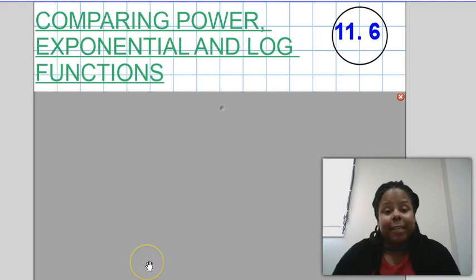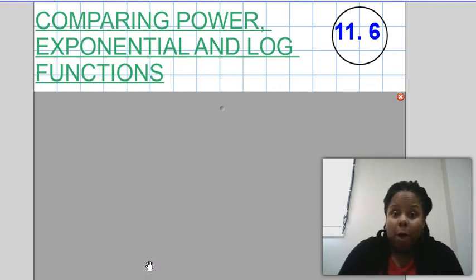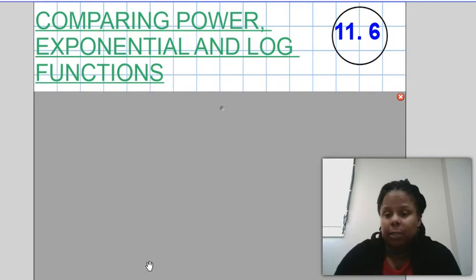Alright class, this is Ms. Riggins with today's video on comparing power, exponential, and log functions. And this is the last section in chapter 11 that we'll be going over.